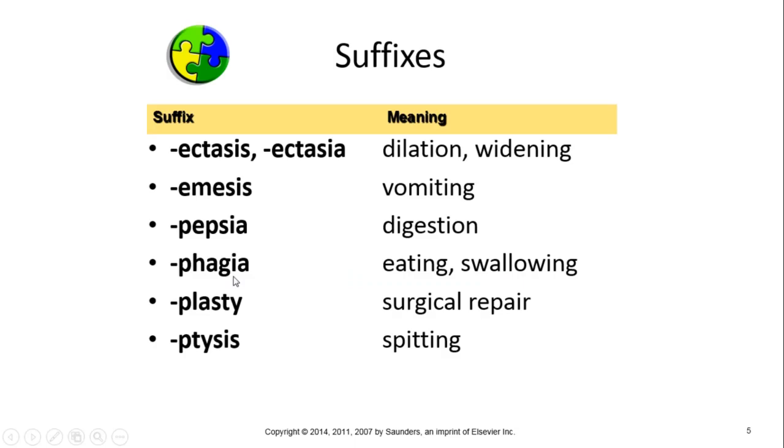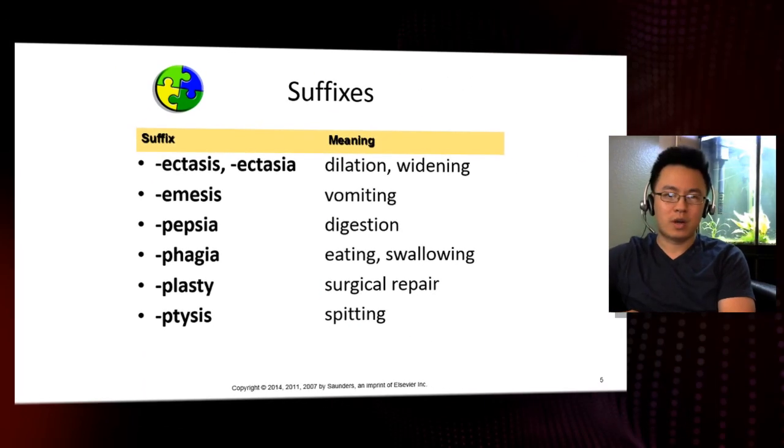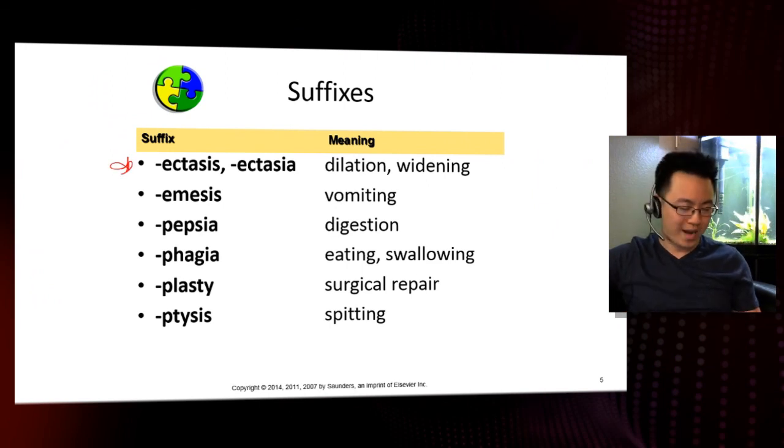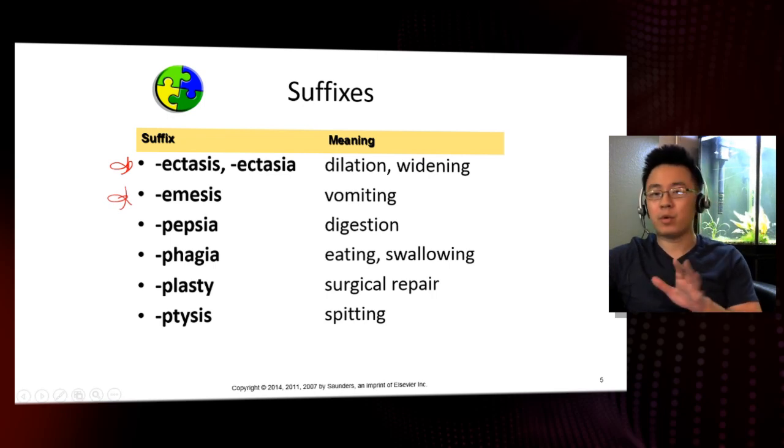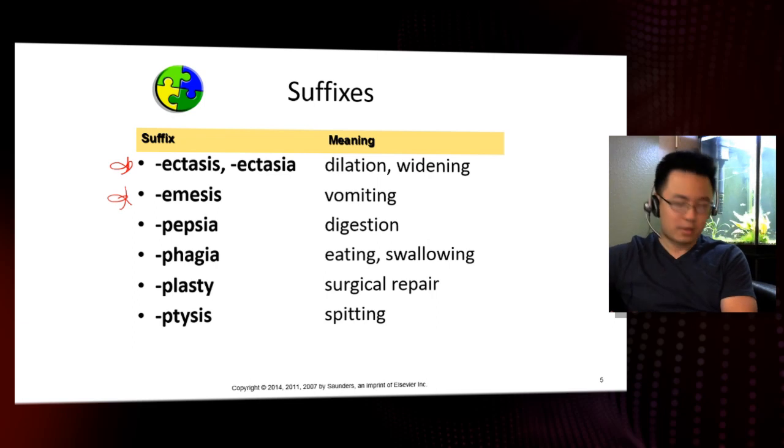All right, some additional suffixes here that we would want to know. For example, ectasis and ectasia mean dilation or widening. Emesis here means vomiting. Now, don't forget that I'm only going to highlight some of the ones that I would recommend you study. However, you should study every single one of these terms so that you will have the most preparation for any of the midterms or final exams or any tests that you take, as well as excellent preparation for the field. There's also here pepsia, which means digestion.